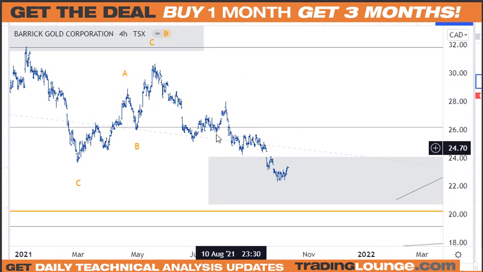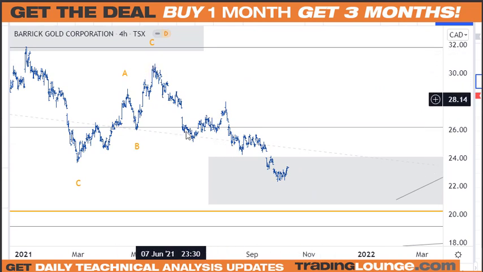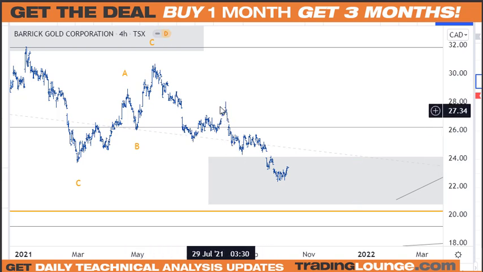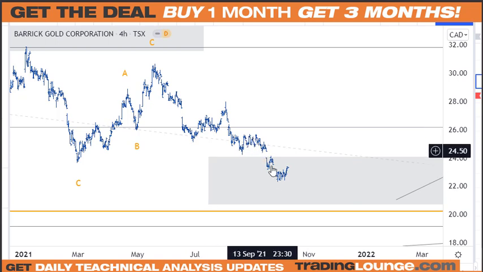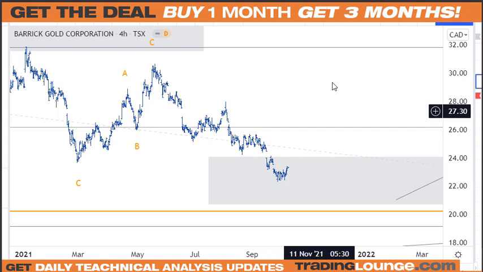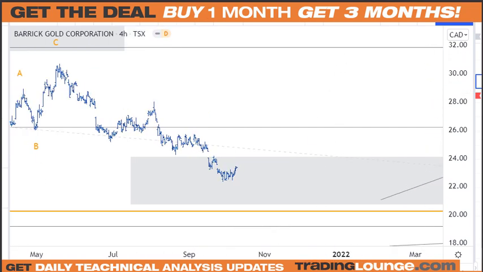So we can see that we got 5 waves here, and we've got a correction. Then we've got this move down through here, which will also be 5 waves, and then we've got this correction here, and this little move here would also be 5 waves as well. This is ABX, but GDX, the ETF, will be doing exactly the same.